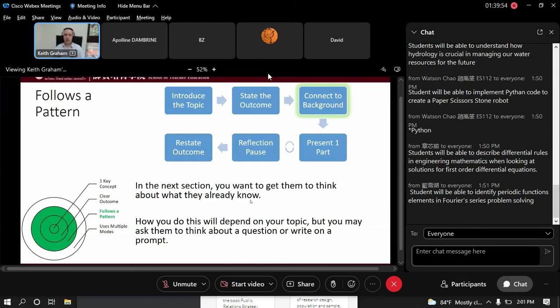So in this section of the video, after you've introduced the topic and you've stated the outcome, you want to get students to think about what they already know. Now, this can be done in many ways. So for example, if we go back into some of these examples that you've put into the chat, the Python code to maybe do the paper, scissors, stone robot, maybe they've already learned how to do one of the statements that they need to make to be able to do that.